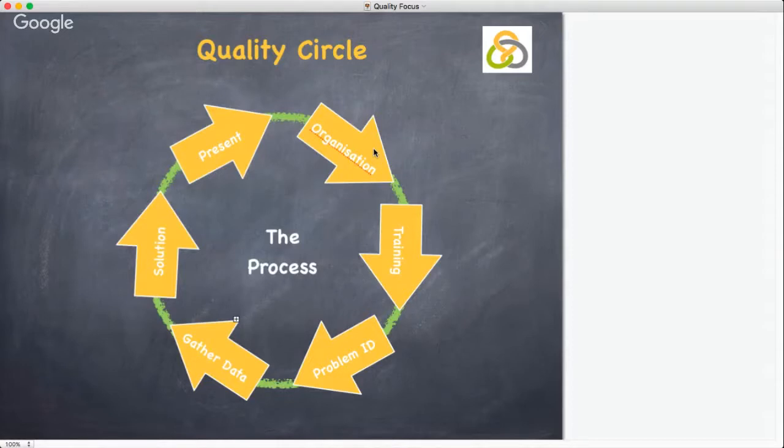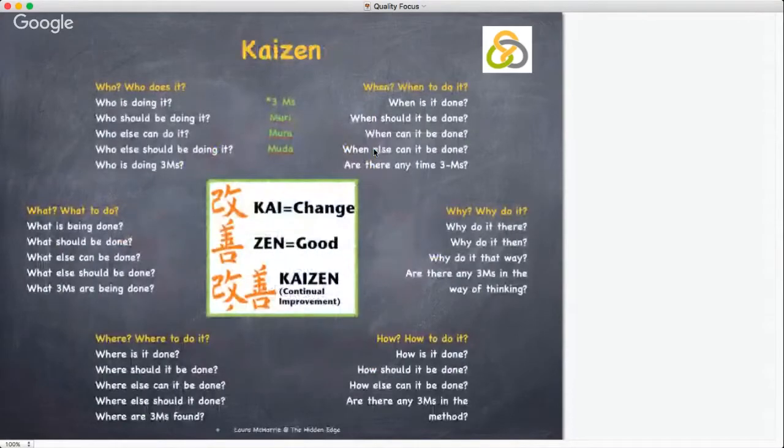Quality circles has since evolved into Kaizen, or continuous improvement, which removes the drawback of quality circles by utilizing multifunctional worker and production engineering teams to improve quality and productivity. Kaizen is derived from the Japanese kei, meaning change, and zen, meaning good. Combined, continual improvement or continuous improvement.